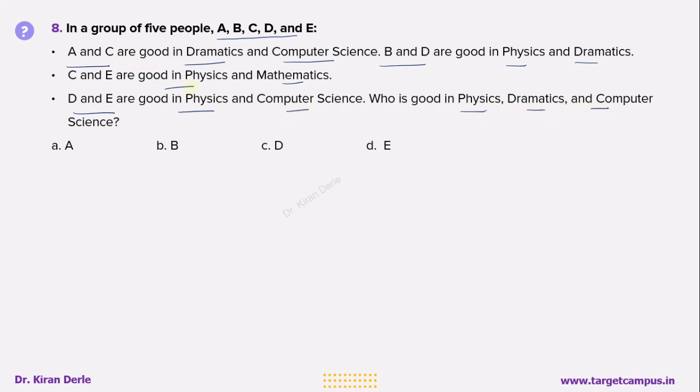See, if you read carefully, you'll see D has come frequently here. D is good in physics, dramatics. D is good in physics, computer science as well. So D is in physics, D is in dramatics, and D is also in computer science. So who is good in physics, dramatics and computer science? Your option will be D. I hope this is pretty much clear. In fact, you can also make a table and do, but there is no need. Frequent usage of D can be observed here, right? That's it.